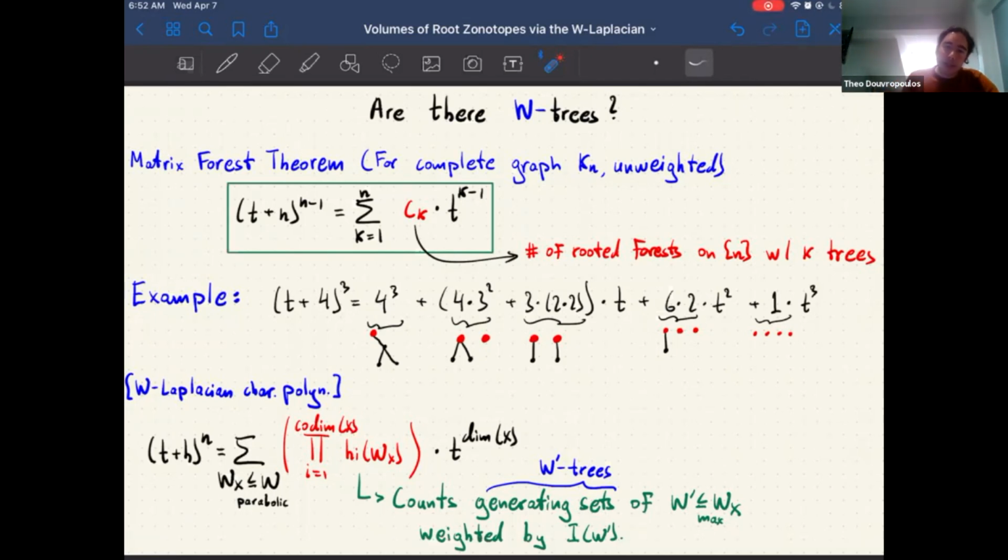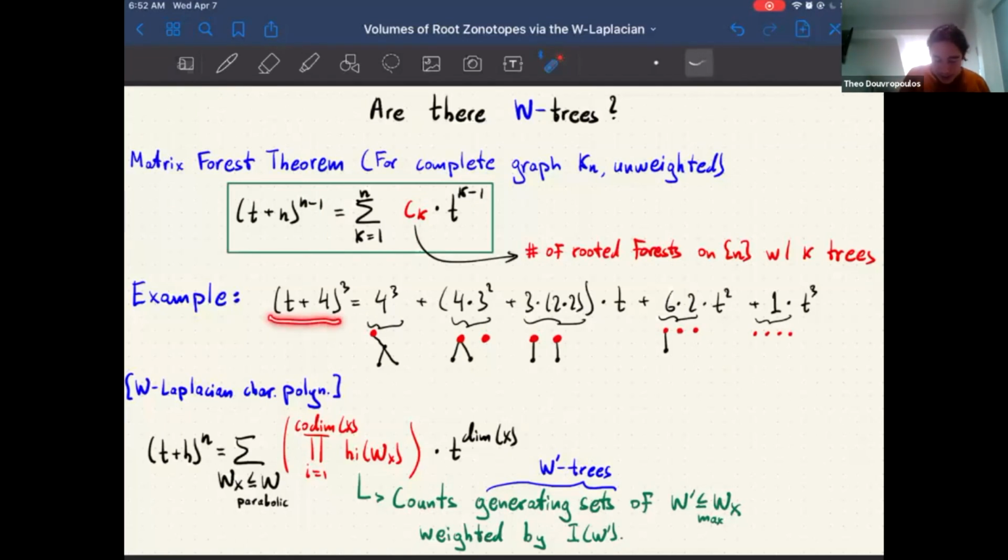The first one is the matrix forest theorem. The matrix forest theorem tells you this is the case for the complete graph. So it tells you that you have the characteristic polynomial here of the graph Laplacian, and if you expand it, the coefficients of t to the k minus 1, they count rooted forests. A rooted forest is a collection of trees, and each of those trees is rooted. And I have here the case for n equal to 4.